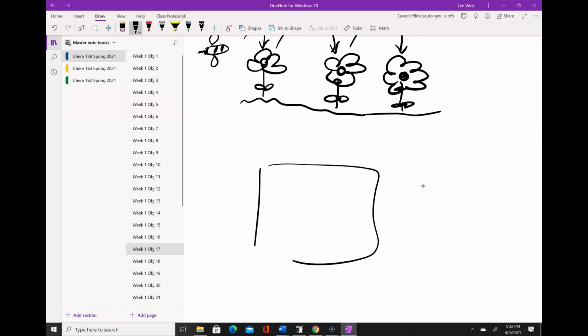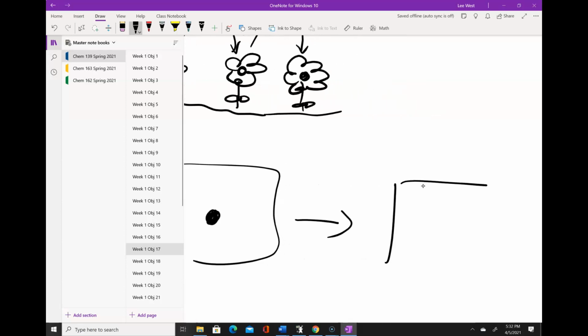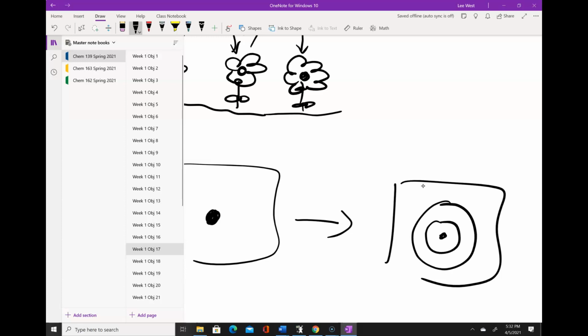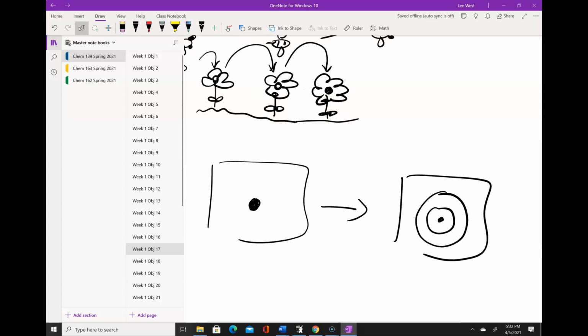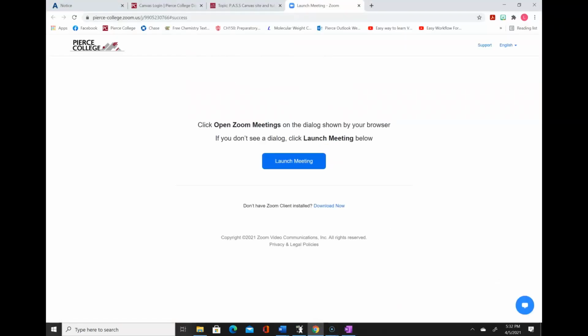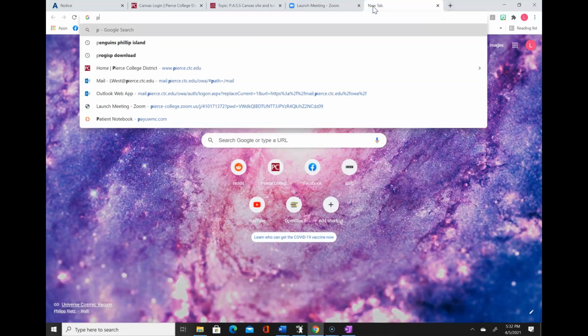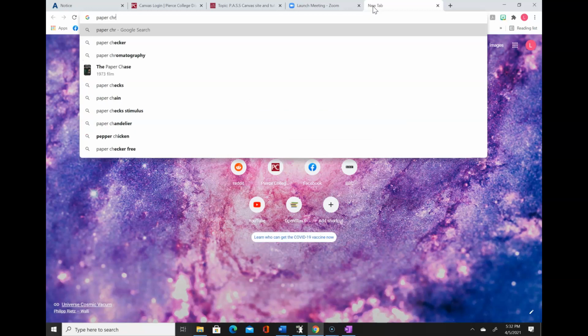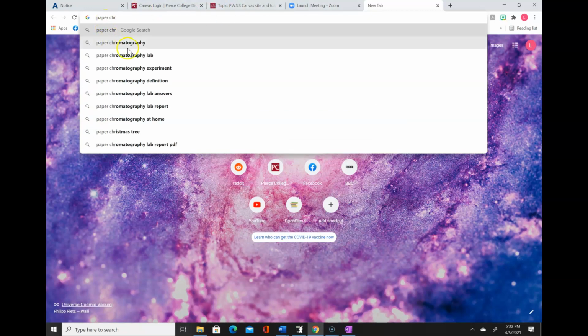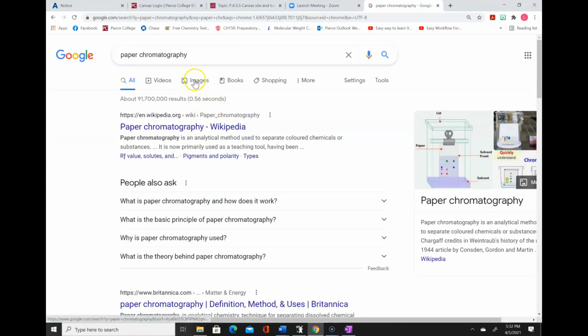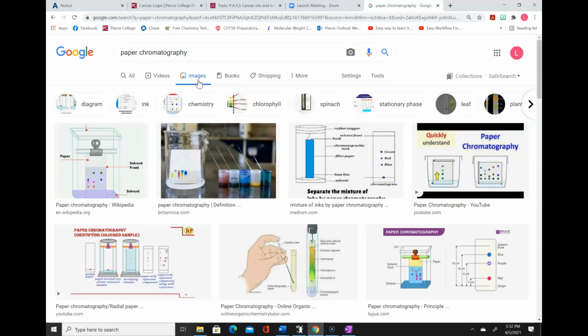Now, when I drop a solution of a mixture on paper, the same thing can happen: the components in that mixture interact with the paper to different degrees, and so they will spread out just like the bees and the flies, okay? And now we use this in chemistry quite a bit. It's called, like I said, paper chromatography. There we go. And I'll show you some images so you can see it.